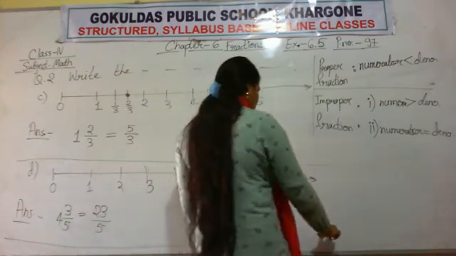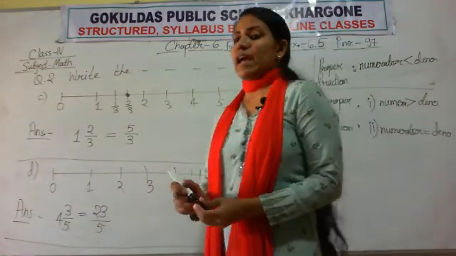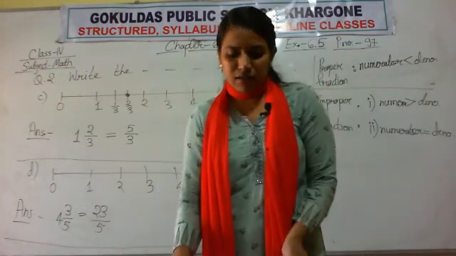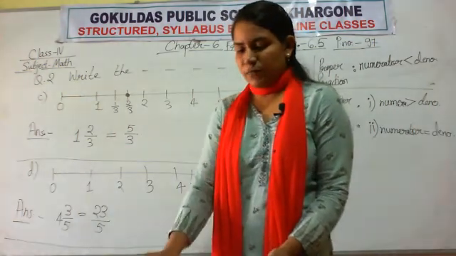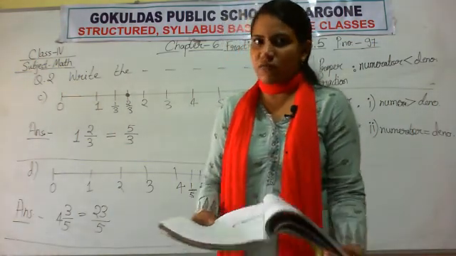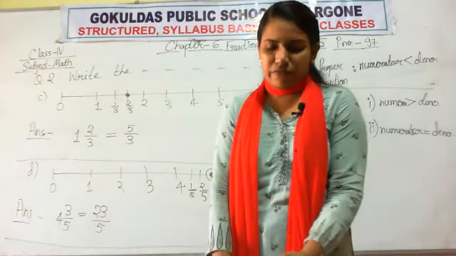So this is how we represent proper and improper fractions on a number line. This chapter is completed here. Now from the next lecture we will cover our revision part.